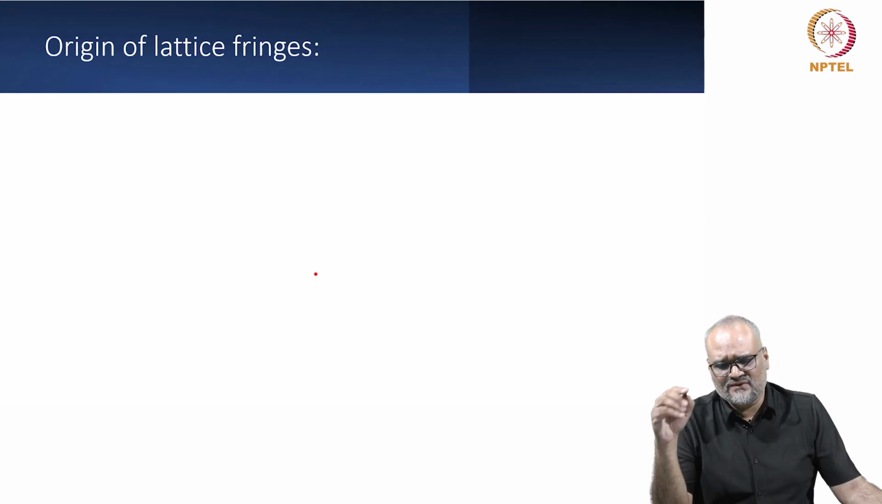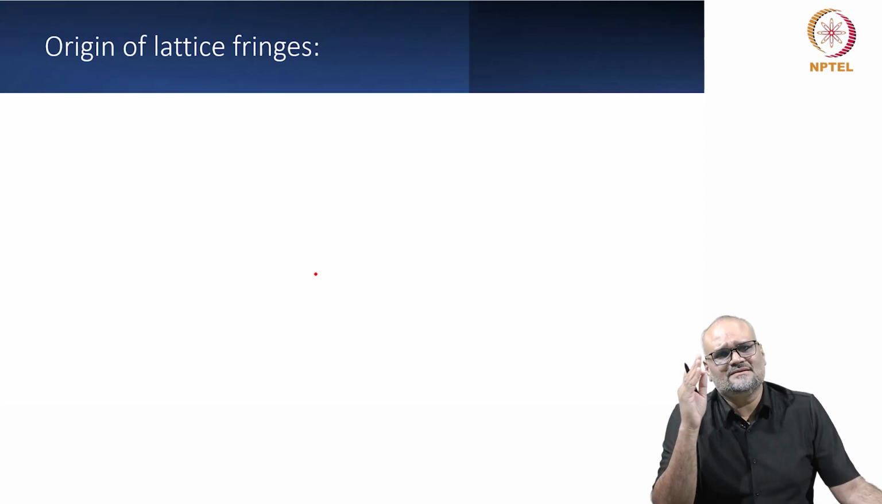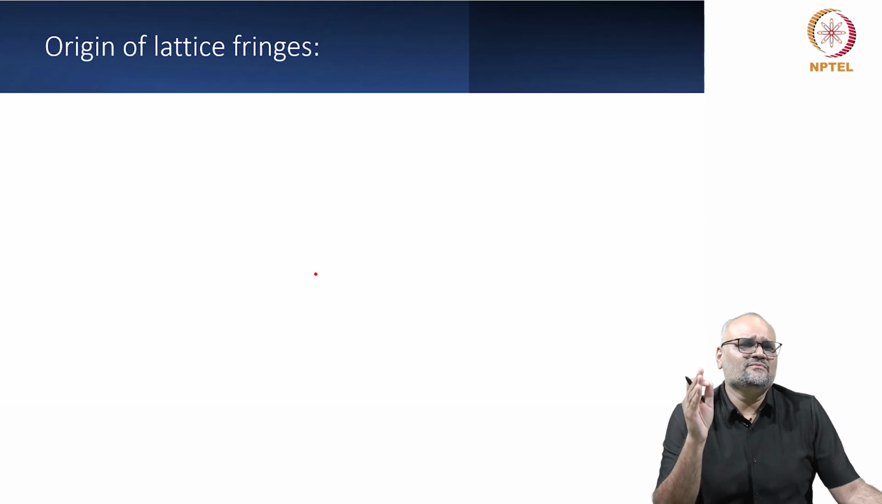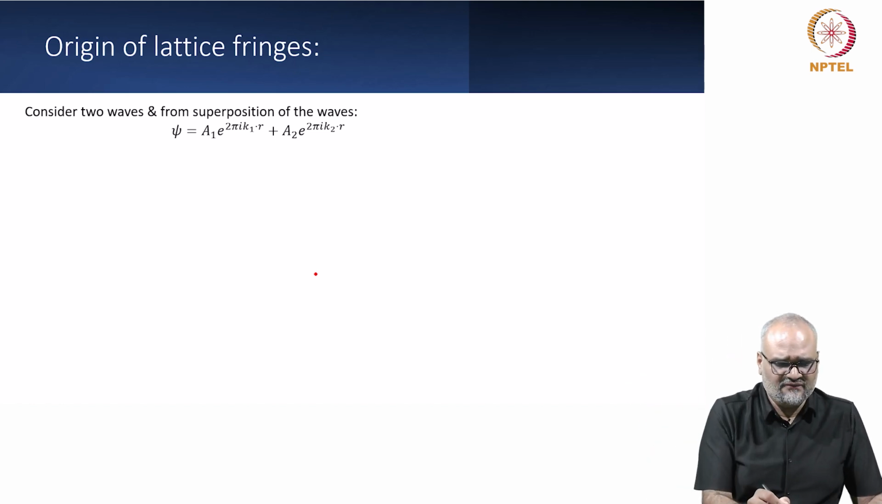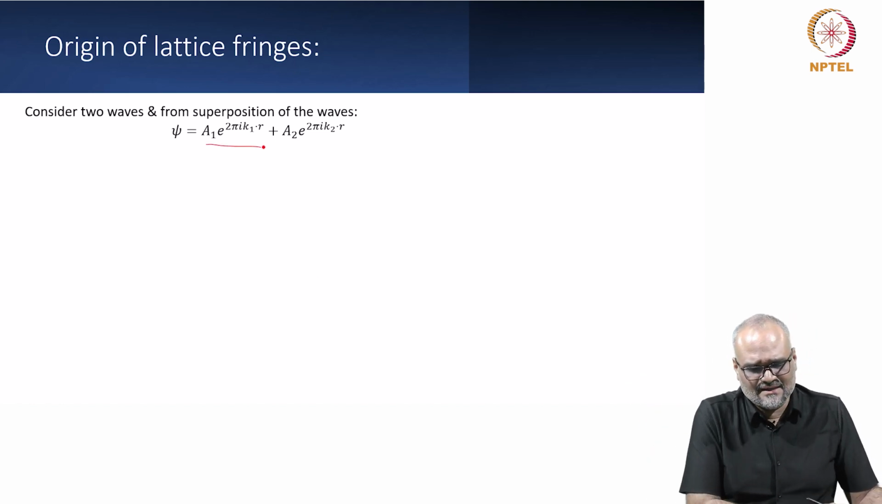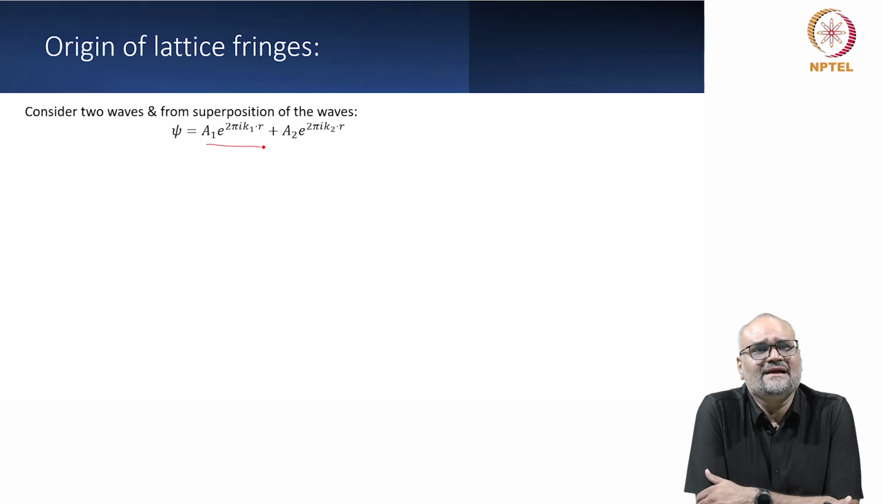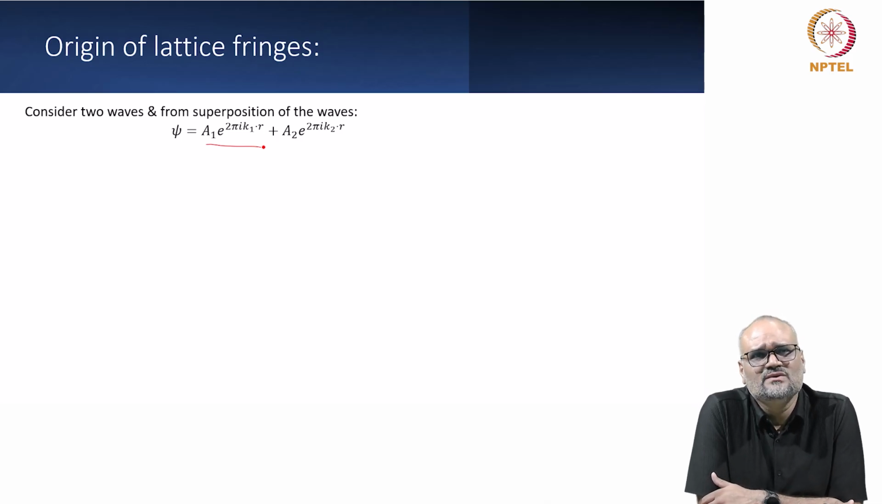Let us say I have two electron waves from two atoms which are represented like this. Let us say I have two waves which have the form A1 exponential 2 pi i k1 dot r and A2 exponential 2 pi i k2 dot r.